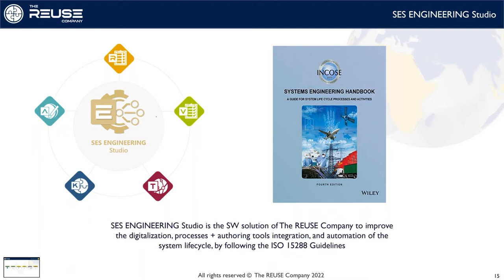You have 30 processes plus one, and our intention in the SES Engineering Studio is that if you want to have a user's manual, not a manual of what SES is, you could get this book, the Handbook of Systems Engineering, and in principle, what is to be done there is described in the handbook. So that's the intention of SES, to cover and adapt its content to what is described in the handbook. So in a way, we think that it can be a very good approach.